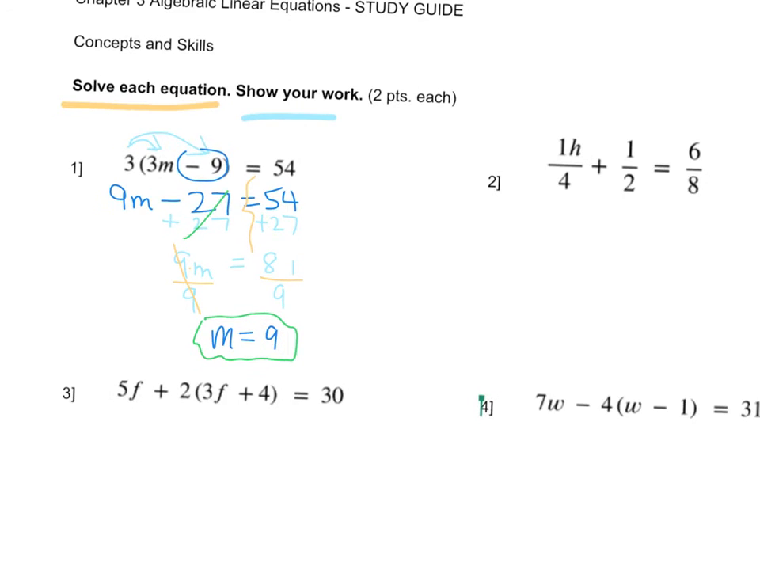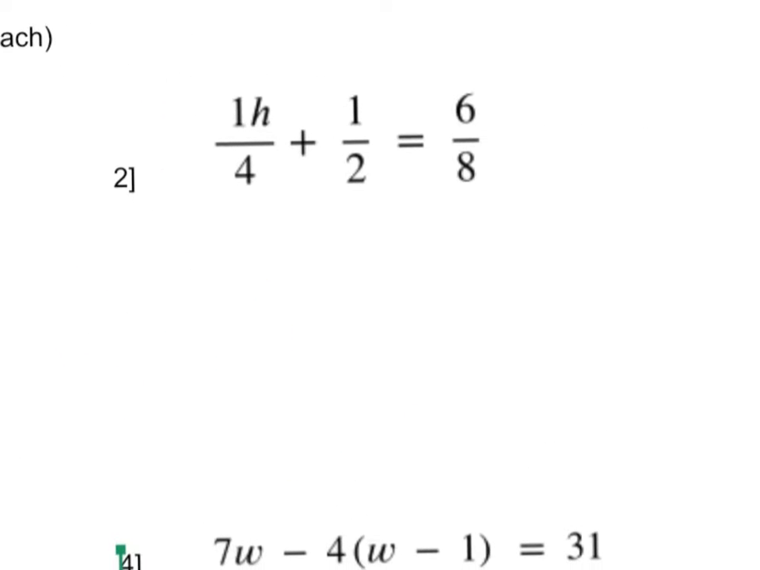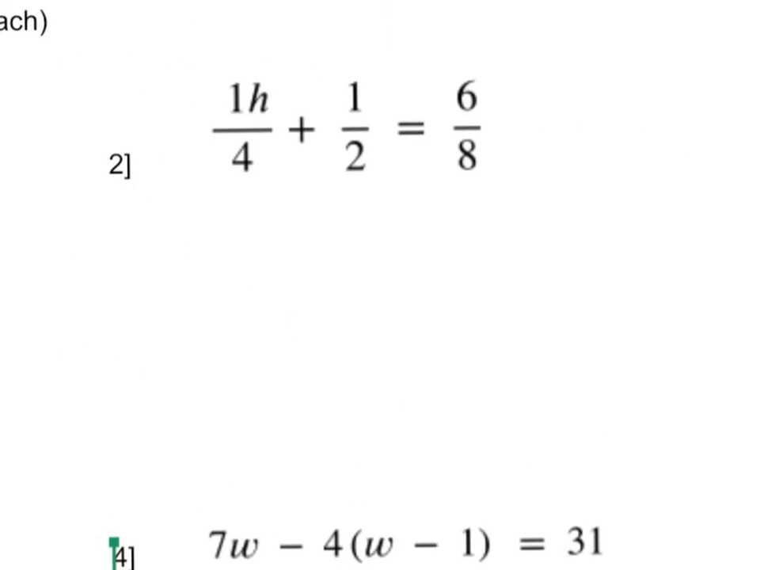Moving on to number 2, we have fractions. So you have a couple of different options with fractions. You could clear the fraction, or you could change them to decimals, or you could do common denominators. I'll show you the decimal version, and I'll show you how to clear the fraction. Let's clear the fraction first.